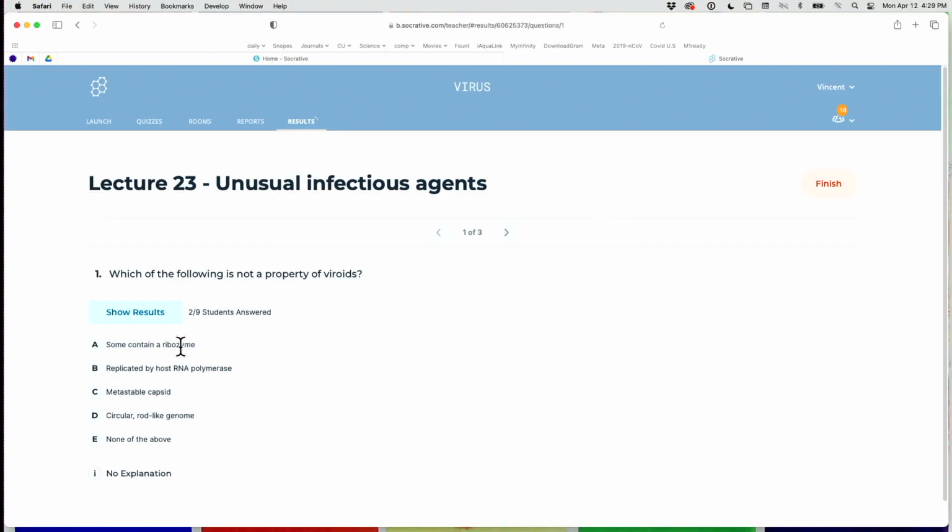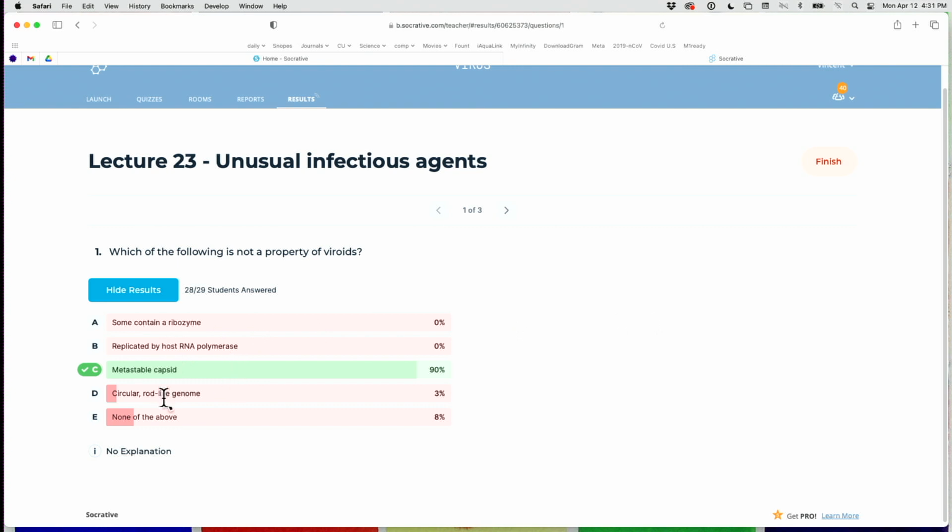All right, question 1. Which of the following is not a property of viroids? Some contain a ribozyme, replicated by host RNA polymerase, metastable capsid, circular rod-like genome, none of the above. Which is not a property of viroids? Metastable capsid, yes. Of course, there's no capsid. Everything else is correct. Ribozyme, host polymerase, circular genome.